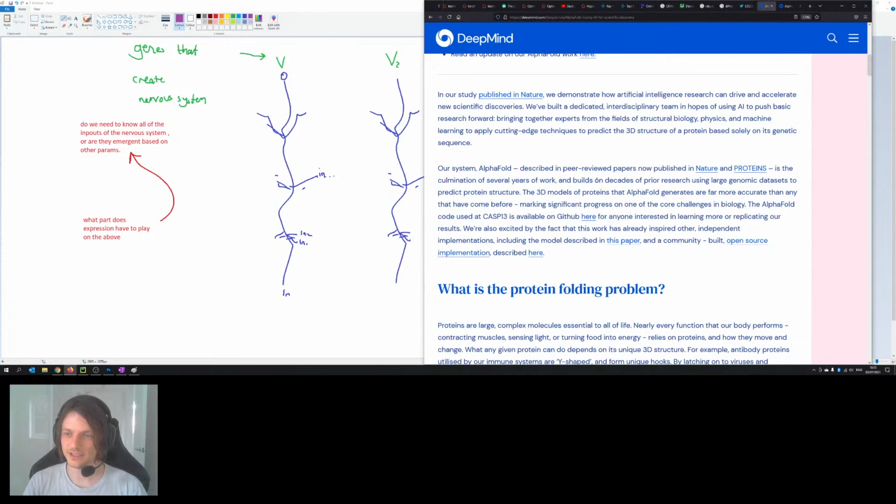Yeah, we were trying to look for data that they've got. This paper, our system, described in peer-reviewed papers now published in Nature and Proteins, is the culmination of several years of work and builds on decades of prior research using large genomic data sets. The AlphaFold code used at CASP13 is available on GitHub here, for anyone interested in learning more or replicating our results.